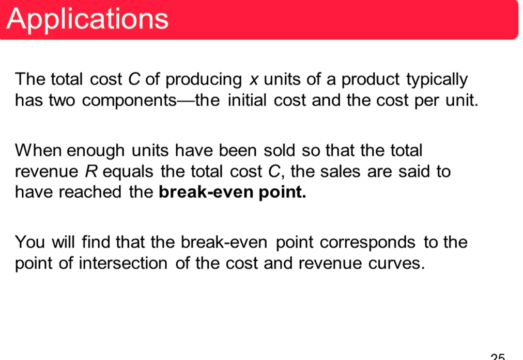And so we're going to start with a very simple kind of economic problem, I guess, is the closest I could say for that. And so then for this one, just a couple of reminders. The total cost of producing x units of product typically has two components, an initial cost and a cost per unit. And then when enough of those units have been sold so that the total revenue equals costs, the sales are said to have reached a break-even point.